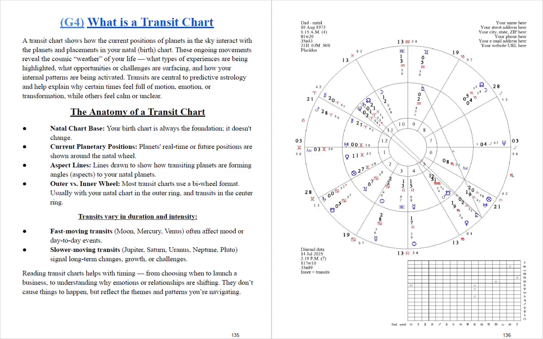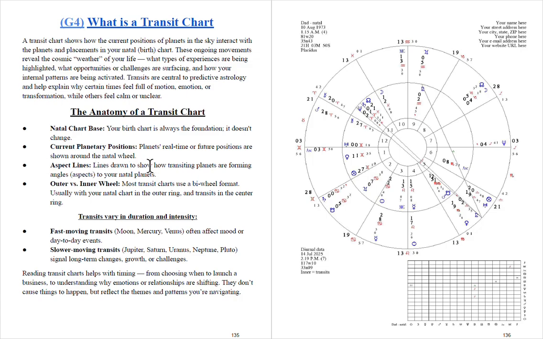As the planets move, they're creating shifting influences that interact with your natal placements, which will show more about what's happening, creating either harmonies or discordances by what aspects they're making. This movement is what gives transit charts their focus on timing and your life cycles. And that brings us on over here to aspect lines.